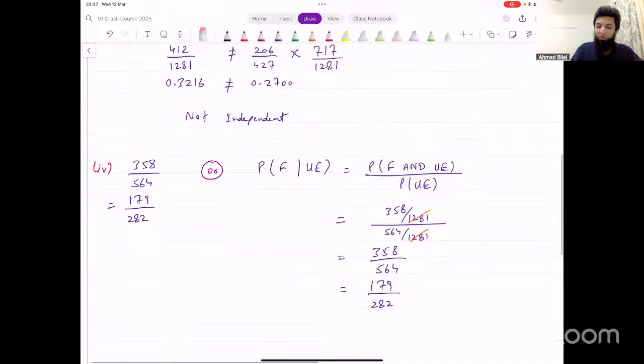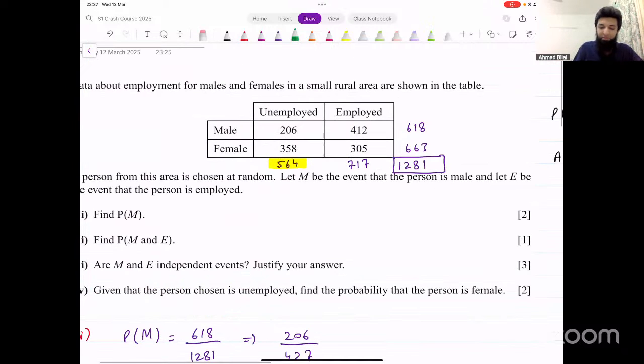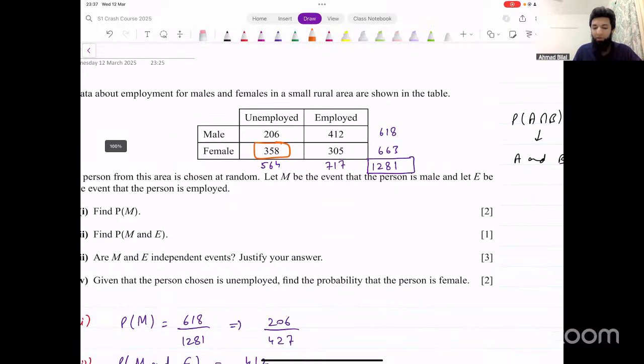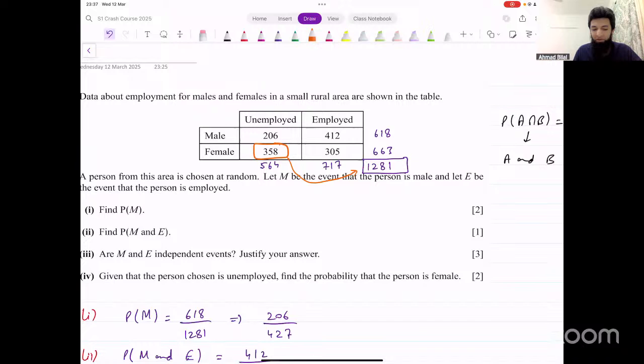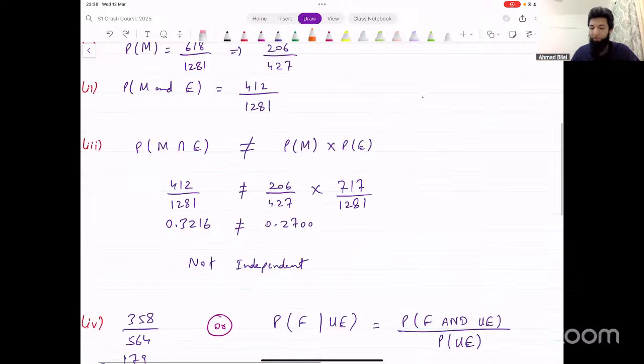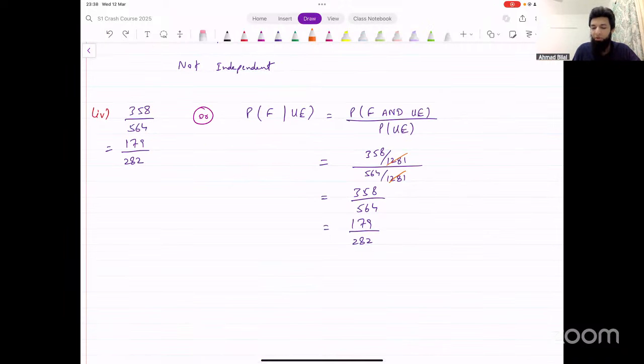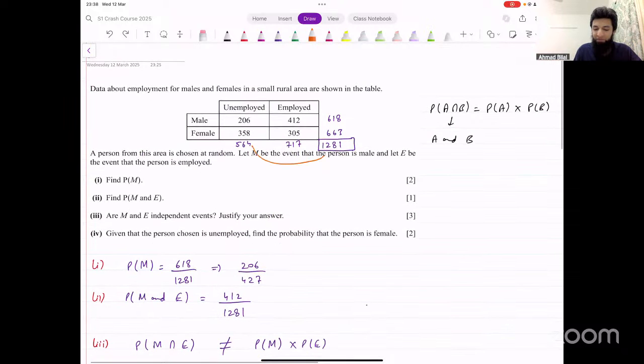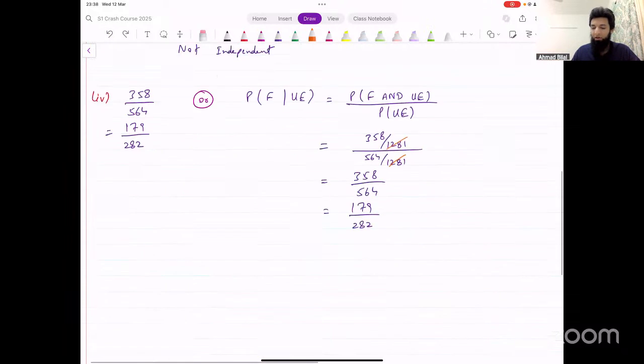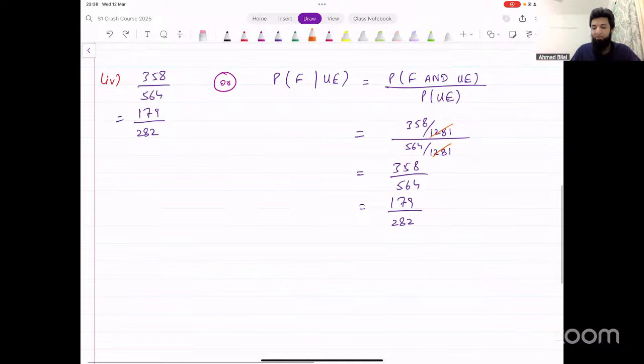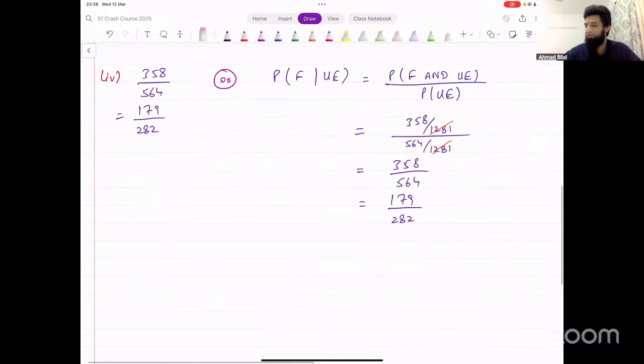Now, what's the probability of intersection when both conditions are met? This is where both conditions are met, 358. So the probability in the numerator would be 358 divided by 1281. That's what we have in the numerator. In the denominator, probability of unemployed, that's 564 over 1281. 1281 and 1281 get cancelled, and we get the same result that we had there, and that's the probability that we get at the end. Okay, does it make sense to everyone?